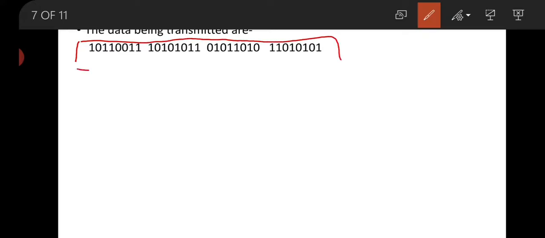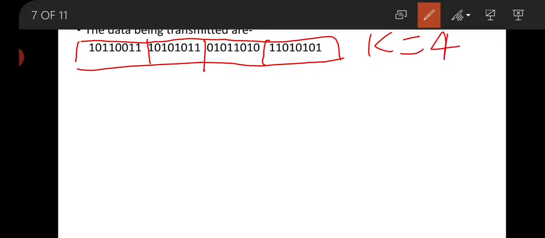Suppose 1 2 3 4. Now this data is divided into 4 segments. Here k equals 4, there are 4 segments, 1, 2, 3 and 4. Now calculate the number of bits in each segment: 1 2 3 4 5 6 7 8. That means m is equal to 8 bits.